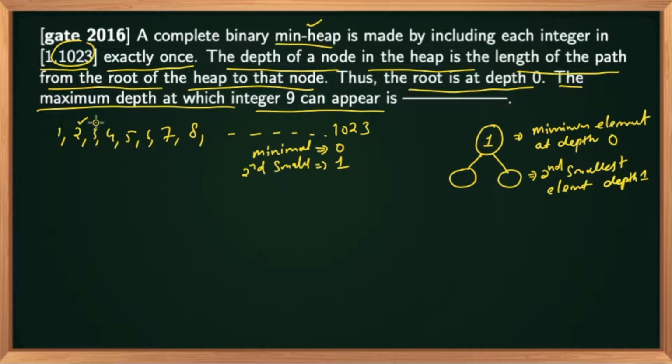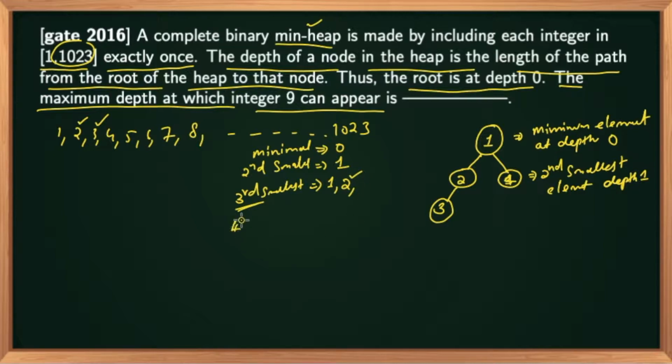Now what about the third smallest element? Okay, so I can place, for example, 1, 2, 3 like this. So the third smallest element can be at depth 1, okay, or instead of 3 here, right, I can keep 4 here and then I can place 3 here, right? So this third smallest element can be at depth 1 or 2, right? So the maximum depth at which you can place the third smallest element is depth 2.